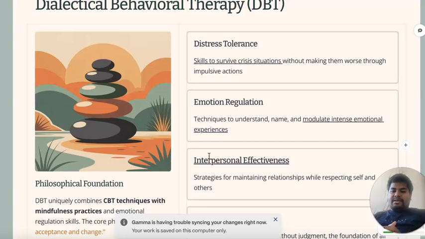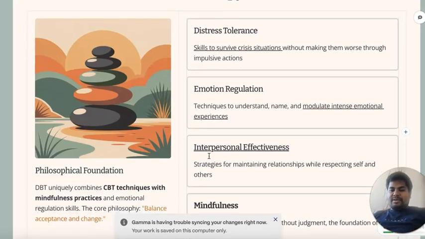So in dialectical behavioral therapy, the person will be taught about distress tolerance, the skill to survive crisis situations without being forced into impulsive actions. They will be taught how to channel their impulsive thoughts or impulsive actions away from harming themselves. So this is the distress tolerance that is taught in dialectical behavioral therapy.